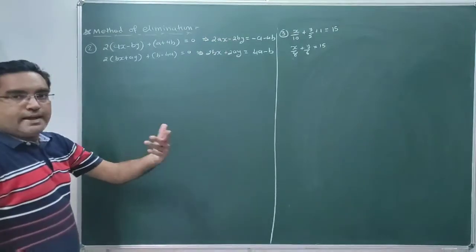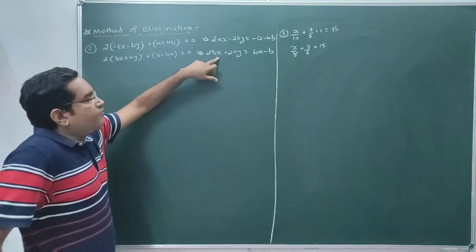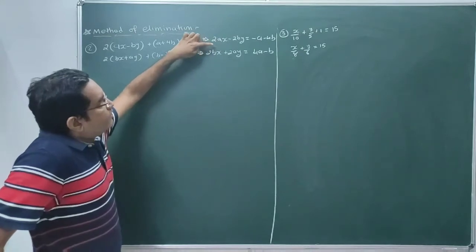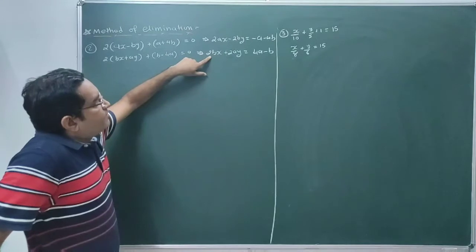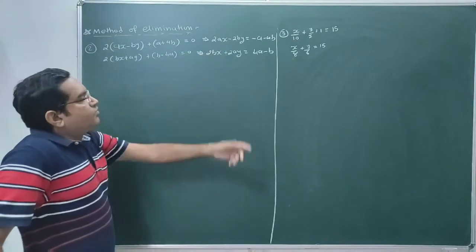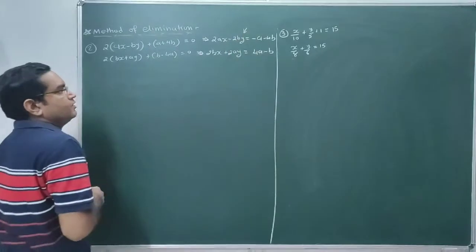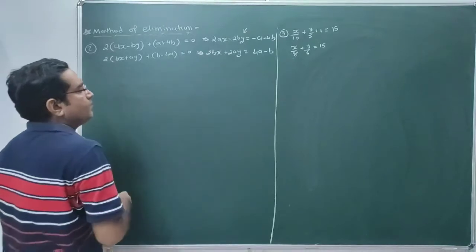Clear? Second option, if we select variable x for elimination, here we have to multiply this coefficient 2a with b, so it will be 2ab, and this coefficient of x with a, so it's 2ab. So here we have selected to eliminate variable y. So multiply equation 1 with a and equation 2 with b.